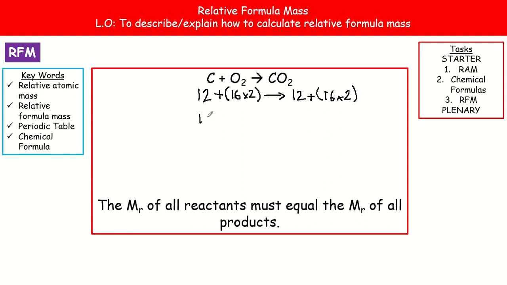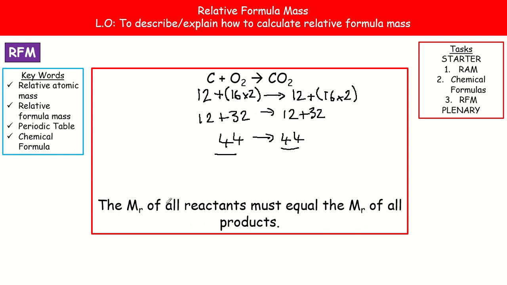Now, if we just work out the bit in the brackets first of all, 16 times 2 is 32, and then we do the same on the other side, 12 plus our 32, because it's still 16 times 2, and then you can add it together, so 12 plus 32 is 44, and on this side 12 plus 32 is 44. So we can see that these two numbers are the same.